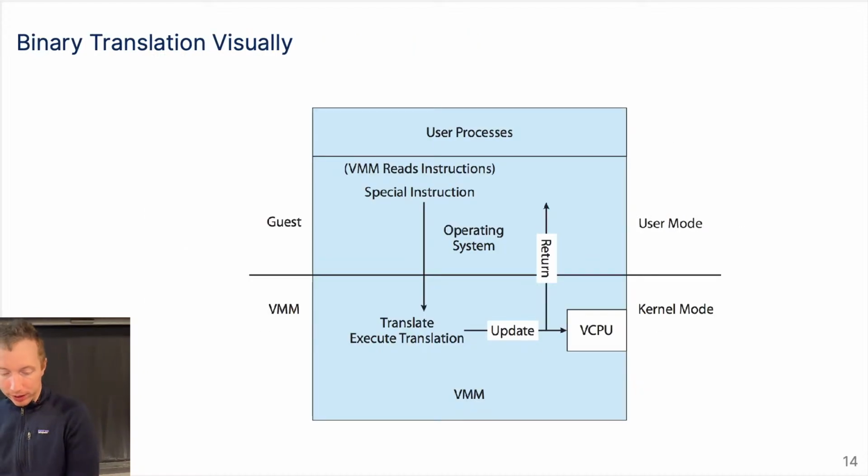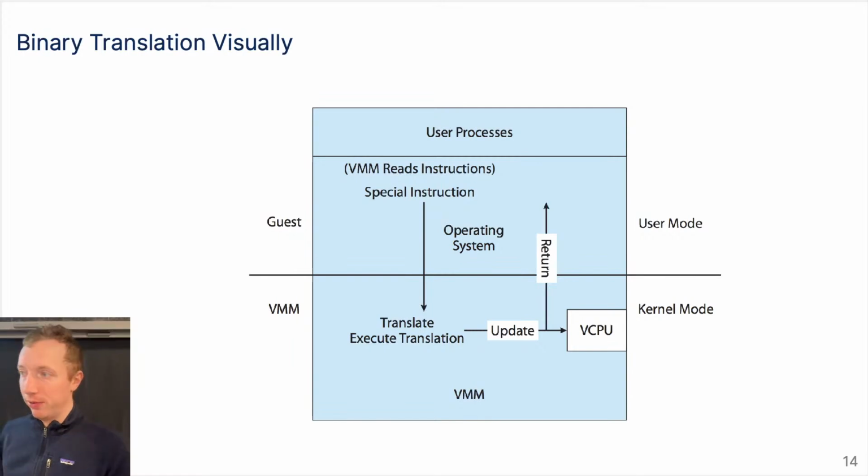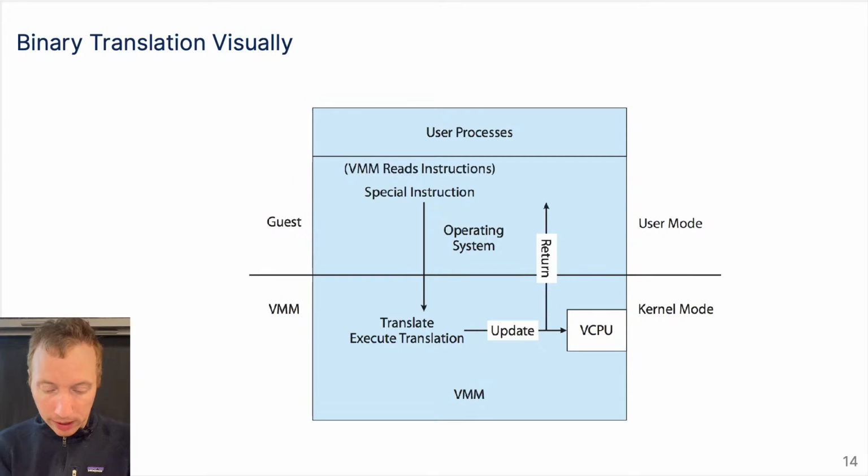So this is what, again, it looks like visually. So if your guest is running and it's supposed to be in kernel mode, then you have to read every single instruction before it executes it, scan to see if it's one of these special instructions that behave differently. And if it is a special instruction, then you translate it, you simulate it, and then update the virtual CPU and just return and keep on executing the next instruction. And hopefully it's not one of these special instructions. Then you can just execute natively, or otherwise it's not a special instruction, and we can do this trap and emulate thing.